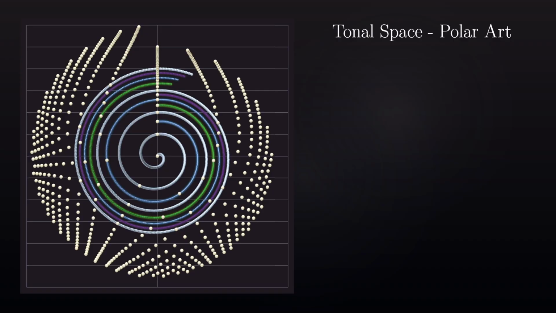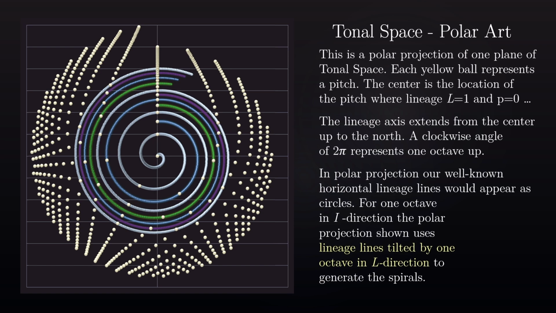Now let's reveal the secret of the graphic that we already encountered in the opener of the video. This is a polar projection of one plane of tonal space. Each yellow ball represents a pitch. The center is the location of the pitch where lineage L is equal to 1 and parameter P equals 0, which is the origin of the former Cartesian coordinate system.